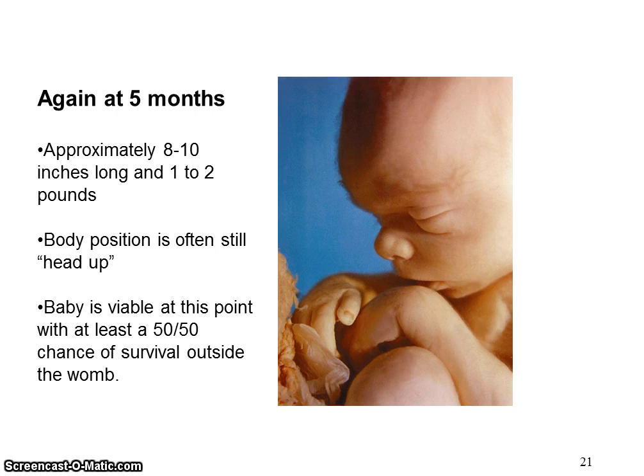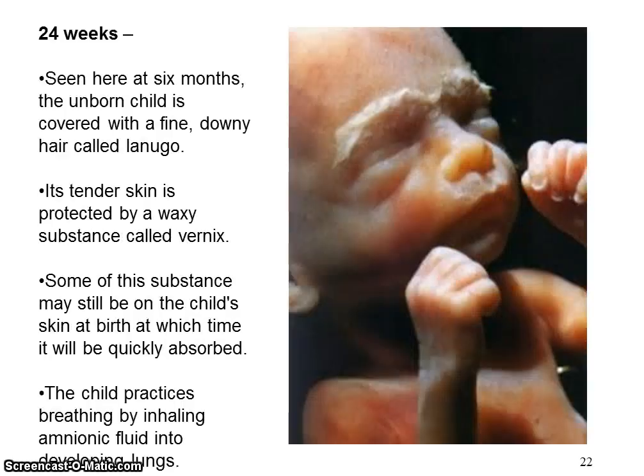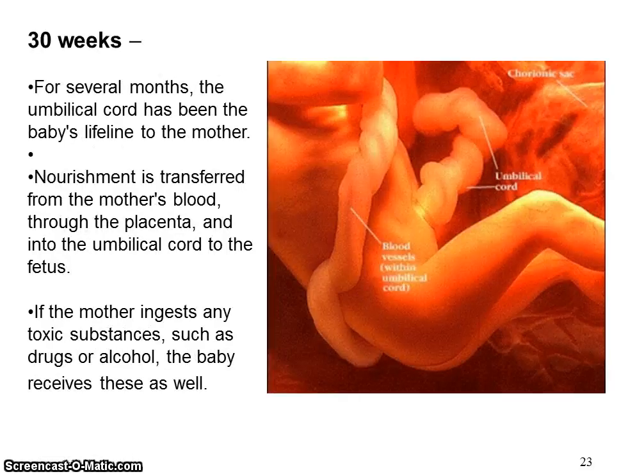The body position is often still head up at this point, and if a baby were to be born, they would have about a 50% chance of surviving outside the womb. At 24 weeks, there's a downy substance that's covering the baby's face. It's also very waxy. It's called vernix. And the child is practicing breathing at this point by inhaling amniotic fluid into the developing lungs.